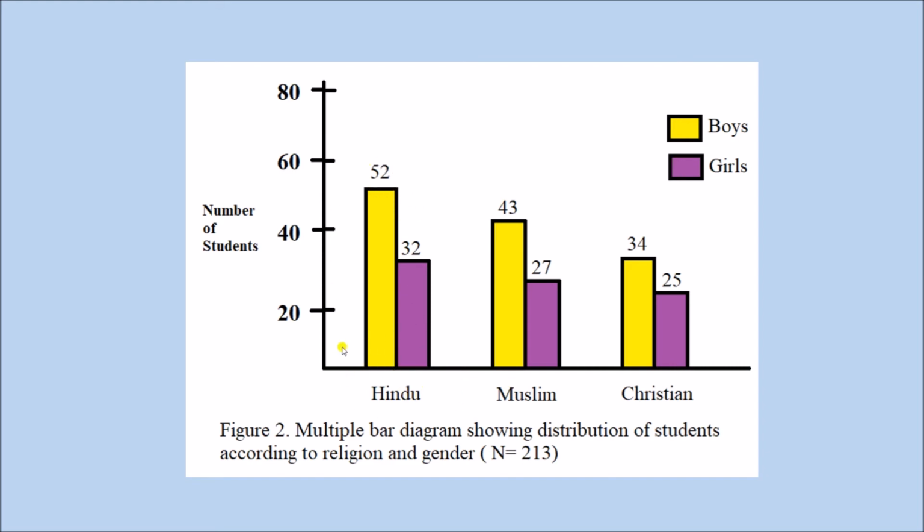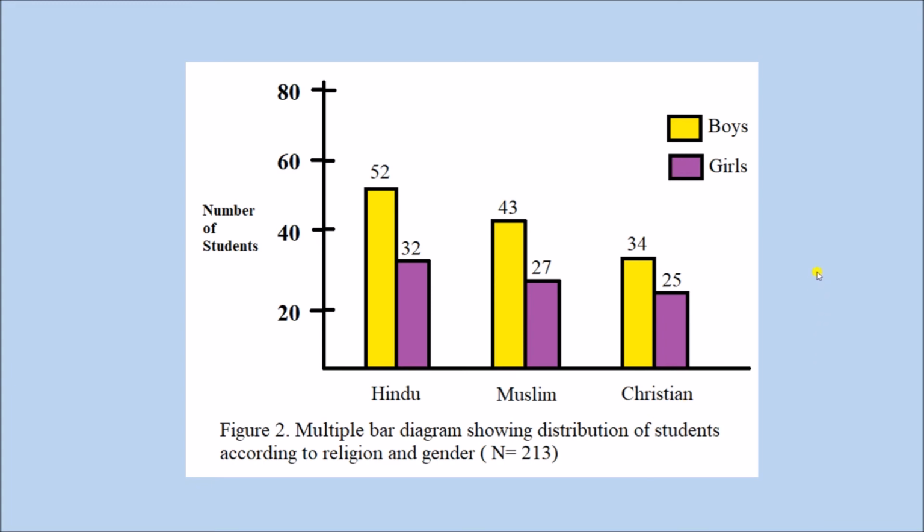multiple bar is drawn with minimum gap, and this gap or space between the bars should be equal. Also the width of the individual bar should be equal, just like the previous example. So this is an example of a multiple bar diagram.